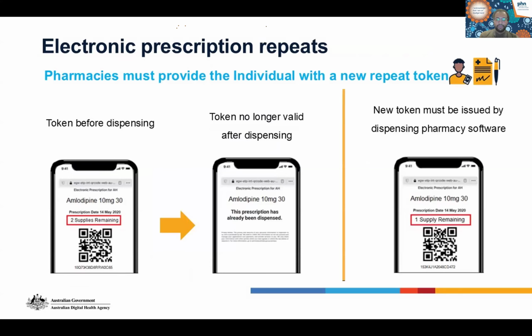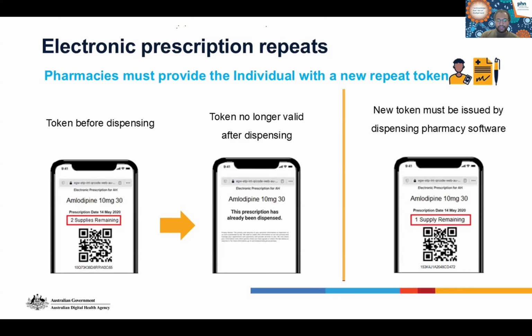Similarly to the last screen, this is the token before dispensing, which is on the left-hand side. It'll tell you the prescription name, in this case amlodipine. It'll tell you the milligram, which is 10, and how many tablets, which is 30. It'll also tell you the prescription date and how many supplies are remaining, and obviously the QR code.